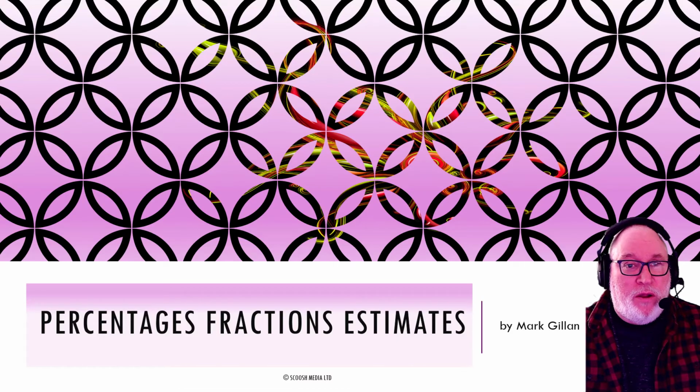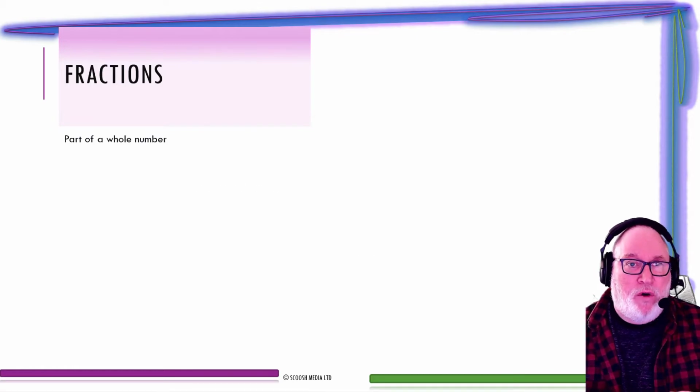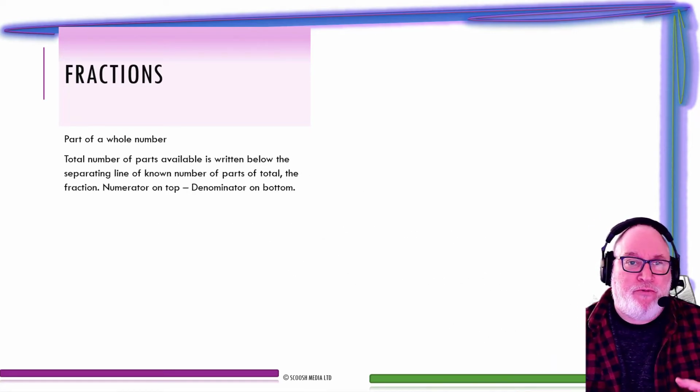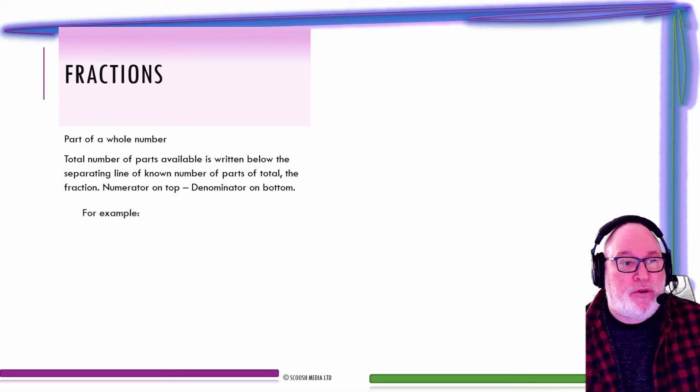So let's have a wee look at fractions. Fractions are a part of a whole number. The total number and the parts, and the way in which you write a fraction: you have a number on the top, and then you have a line separating them, and then you have a number on the bottom. So you have a numerator on the top and a denominator on the bottom.